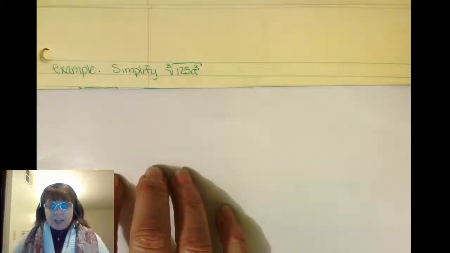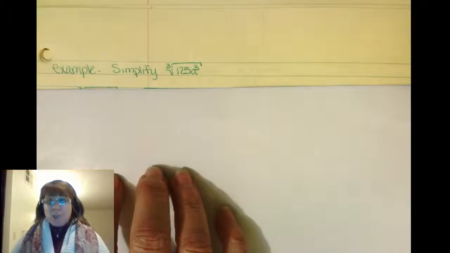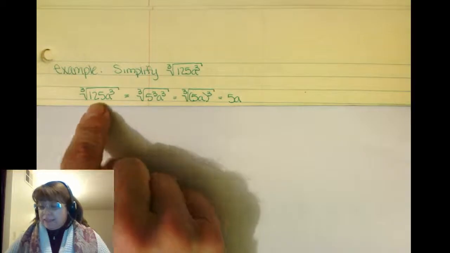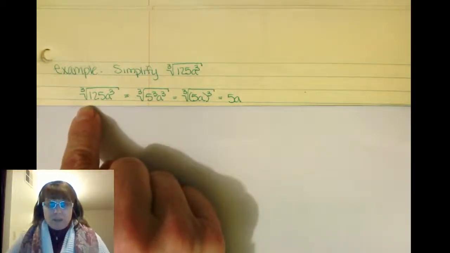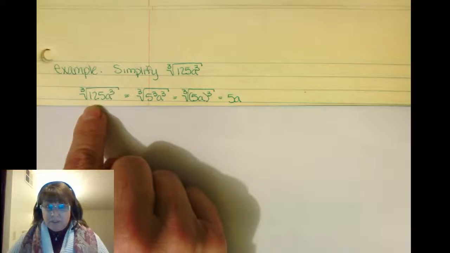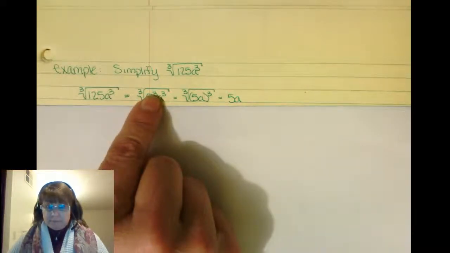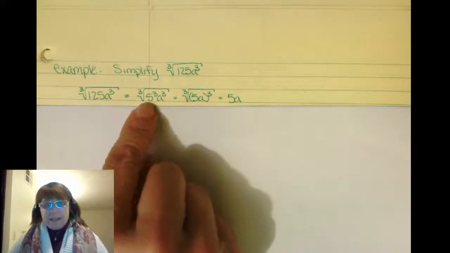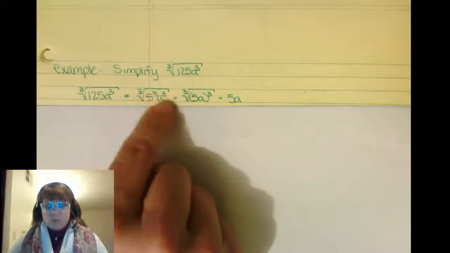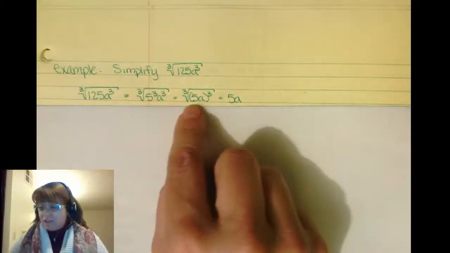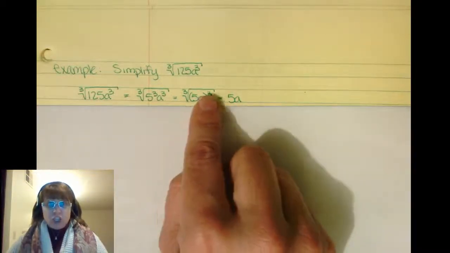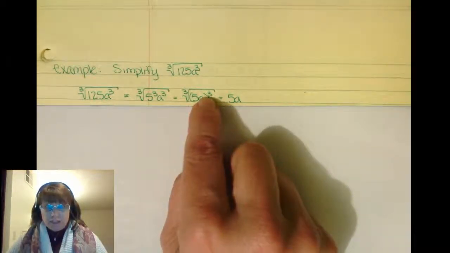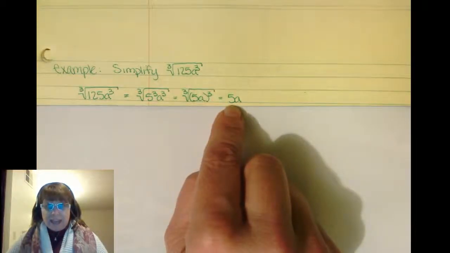Let's simplify the cube root of 125a cubed. I can write 125 as 5 cubed. So the cube root of 5 cubed a cubed, I can write the radicand, what's inside the radical sign, as the whole quantity 5a cubed. And again, the cube root cancels out the cubing, leaving me with 5a.